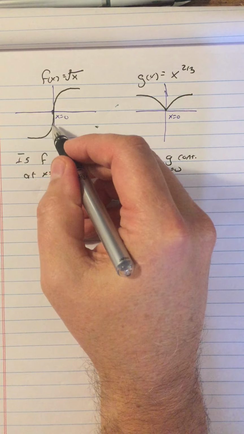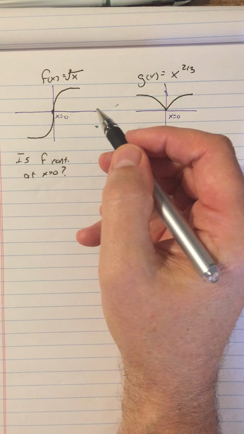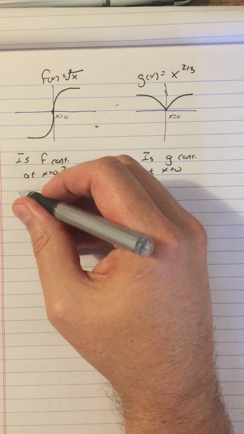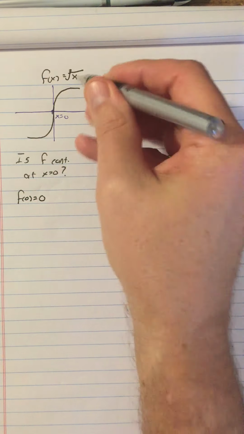Well, is the limit from the left equal to the limit from the right? Yeah, the limit as x approaches 0 equals 0. So in fact, f of 0 equals 0, because cube root of 0 is 0. And that's also what the limit as x approaches 0 of f of x is. So since the function value is equal to the limit, yes, f is continuous at x equals 0.